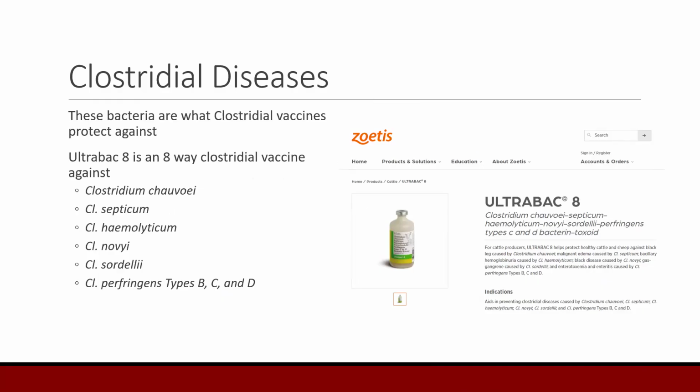Okay. So these are the bacteria that are commonly targeted whenever we provide clostridial vaccines. Don't really care for you guys to know all those. Okay. But for example, Ultrabac 8 is an 8-way clostridial vaccine against those clostridial species. Okay. Any questions on clostridiums? Okay, we're done, guys.